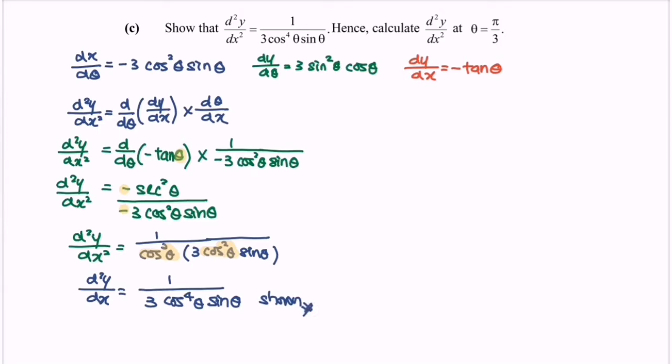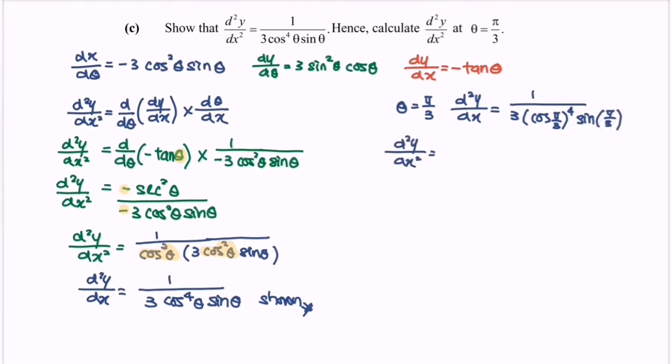Next is to calculate the value of the second derivative when theta is pi over 3. So now, by substituting theta is equal to pi over 3, meaning that for the second derivative, we will have 1 over 3 multiplied with cos pi over 3 bracket power 4 sine bracket pi over 3. So we will obtain the second derivative is equal to 1 over 3 cos pi over 3, which is equal to cos 60. So meaning that we will obtain 1 over 2 to the power of 4. As for sine pi over 3, sine 60 is equal to square root of 3 over 2.